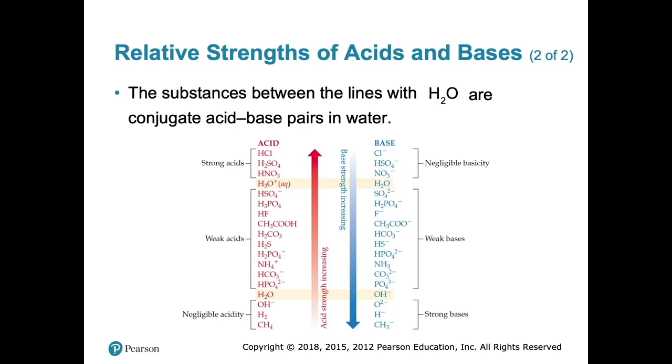And here's the water line. So everything that's above the water line is going to have either a weak base as its conjugate base or a negligible base. If you're above the H3O line, the hydronium ion line, you're definitely not going to have any basicity at all with a strong acid. But if you're below the water line, then you're going to have very strong bases if you can get them, when you pull off that proton.